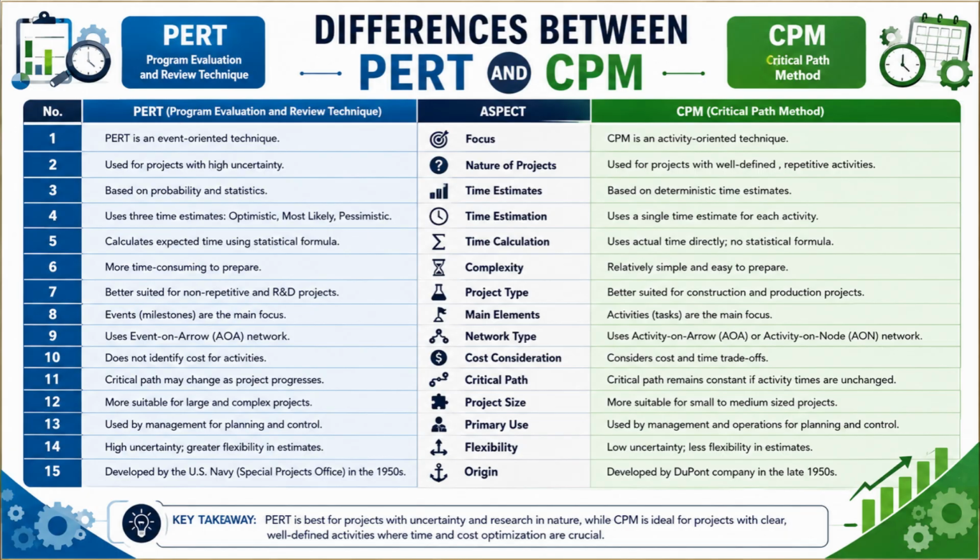To summarize, PERT is ideal for projects involving uncertainty, research, and innovation where activity durations are difficult to predict. On the other hand, CPM is ideal for projects with clearly defined activities where time and cost optimization are important. Understanding these differences helps project managers choose the most appropriate technique for successful project execution.